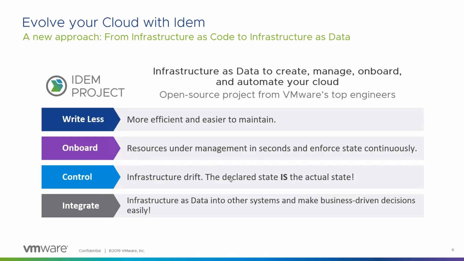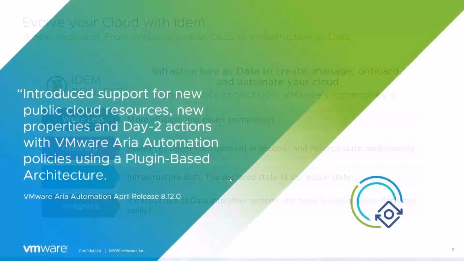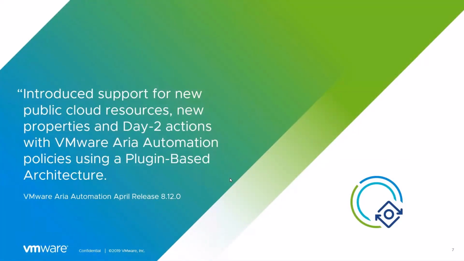So we took that concept and that technology and started talking about packaging it and using it as a plugin that Aria Automation can leverage. And this is where, in the April release for Aria Automation 8.12, we introduced support for new public cloud resource types based on the Idem technology, and also introduced new properties and day-2 actions with Aria Automation using this new plugin-based architecture approach.